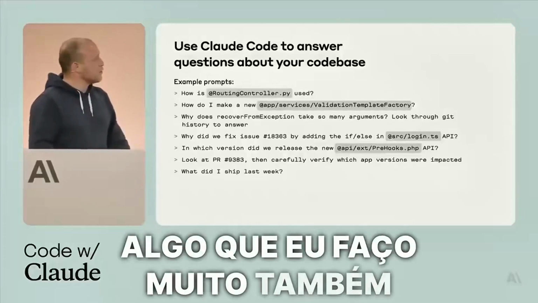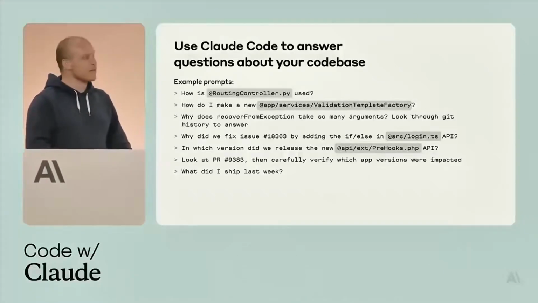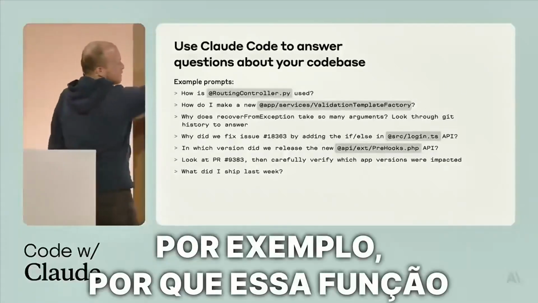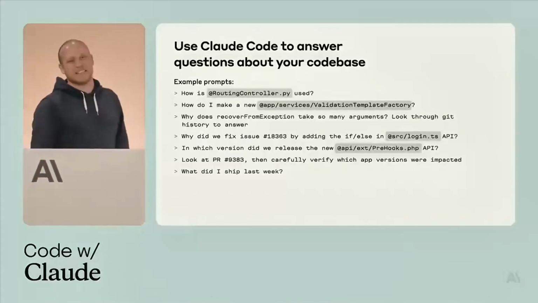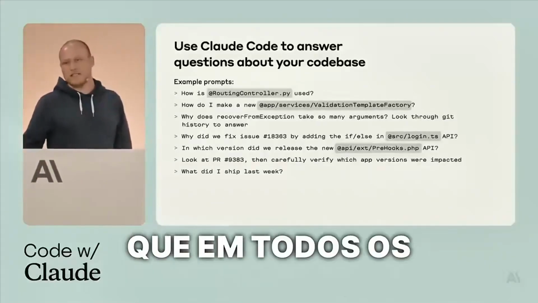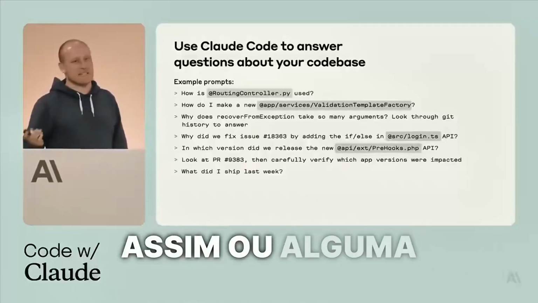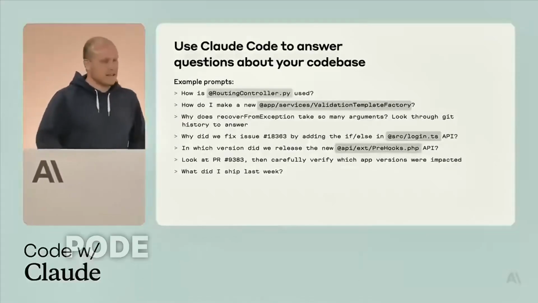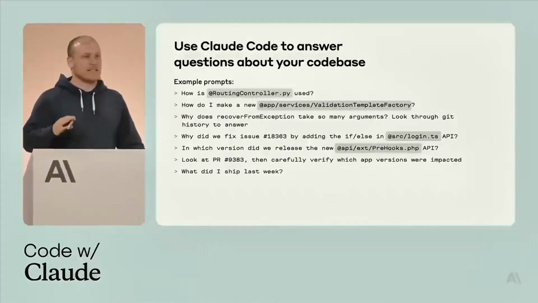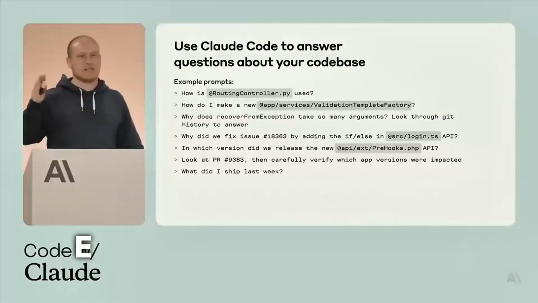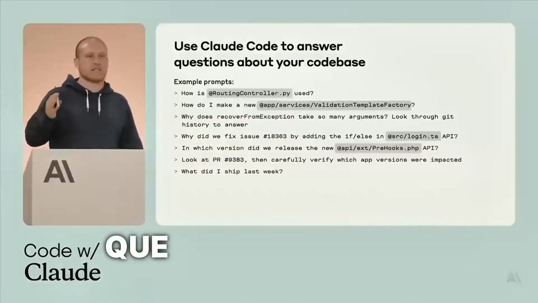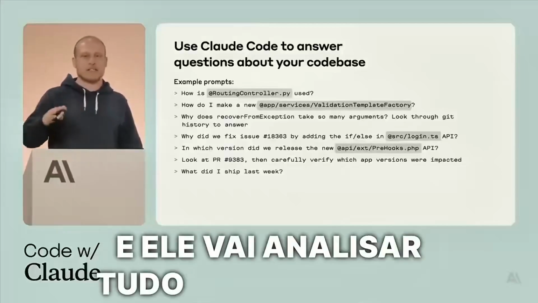Something that I do a lot also is ask it about Git history. So for example, why does this function have 15 arguments? And why are the arguments named this weird way? And this is something I bet in all of our code bases, you have some function like this or some class like this. And Claude Code can look through Git history. And it'll figure out how these arguments got introduced, and who introduced them, and what was the situation, what are the issues that those commits link to. And it'll look through all this and summarize it.